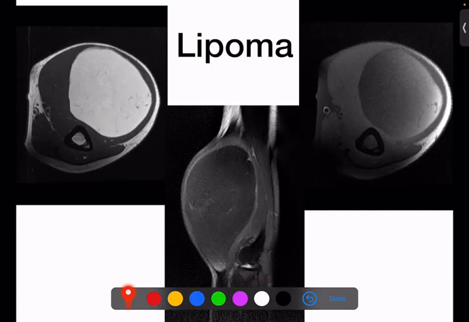So T1, T2, T1 fat suppression, they all look the same as subcutaneous fat. So it's a lipoma. But again, for lipomas, you have to scroll through the whole MRI. If you have any heterogeneity, any concern or any calcification inside the lipoma, these are concerning for a liposarcoma. Sometimes for lipomas, you can have a very large lipoma, but a small segment of it.